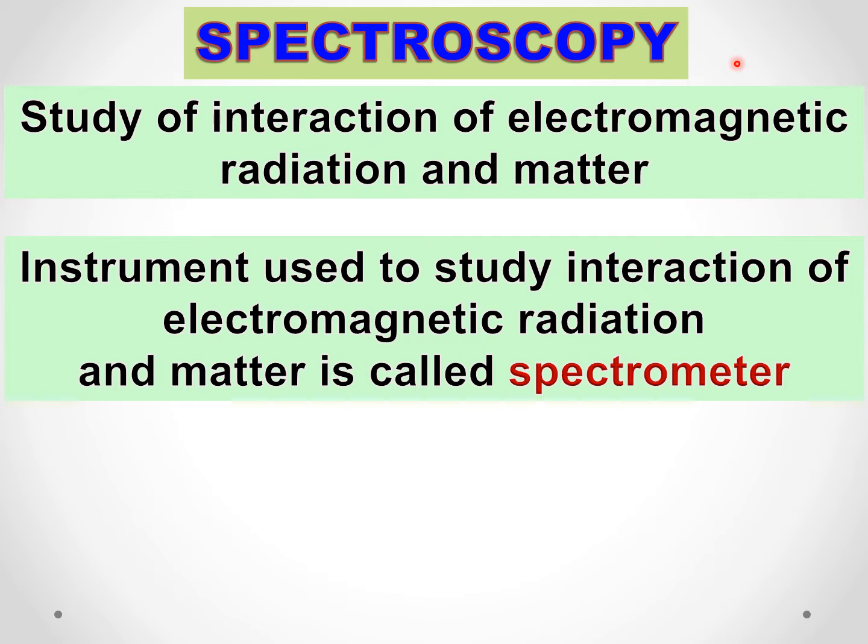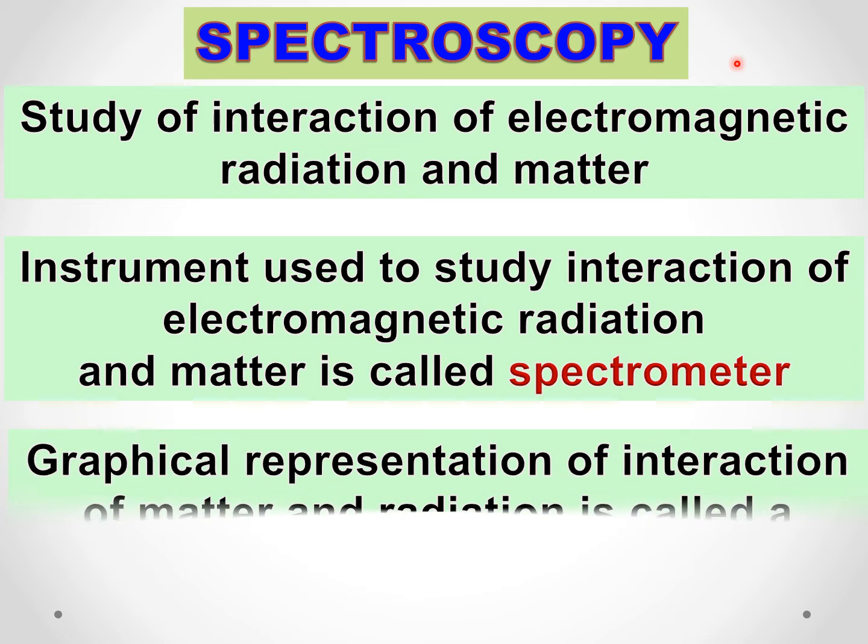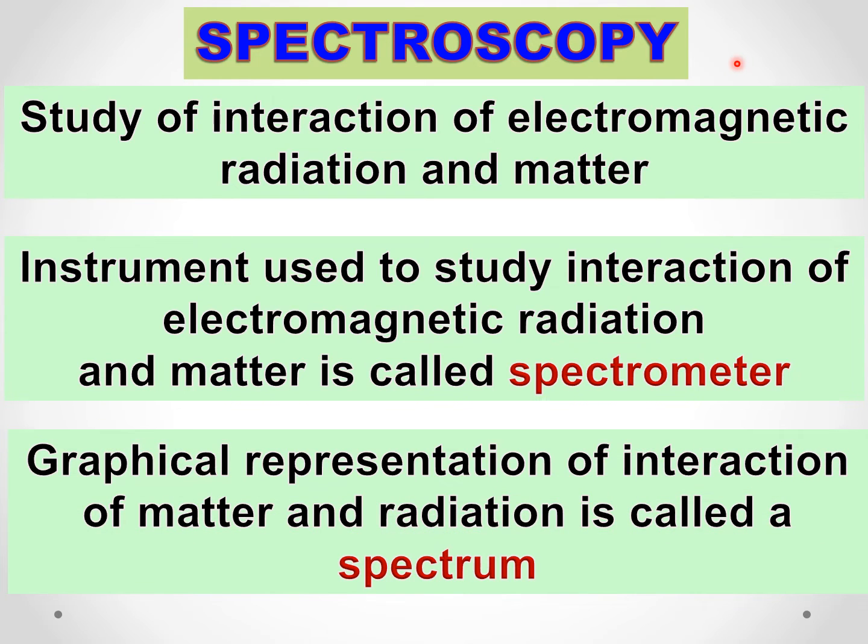The result of this interaction comes out in the form of a graph. Something is plotted against something, and that graph is called spectrum, the graphical representation of interaction of matter and radiation. So these are the three important terms in this topic: spectroscopy, spectrometer, and spectrum.